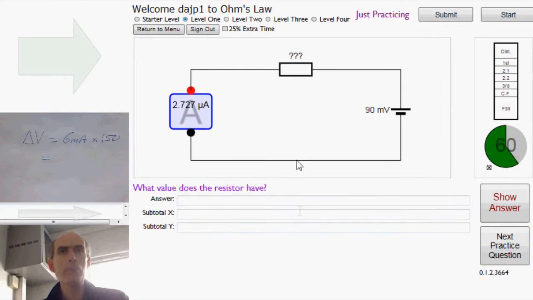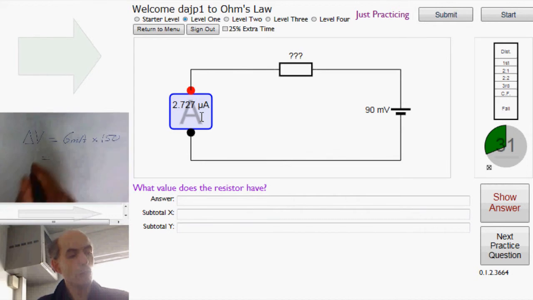Okay, this time I've got the voltage across the resistor, and again it's an ideal ammeter. There is no potential difference between this point in the circuit and this point in the circuit because an ideal ammeter has no resistance. So we have the potential difference across the resistor, that's 90 millivolts in this case, and we have the current through the resistor, 2.727 in this case.